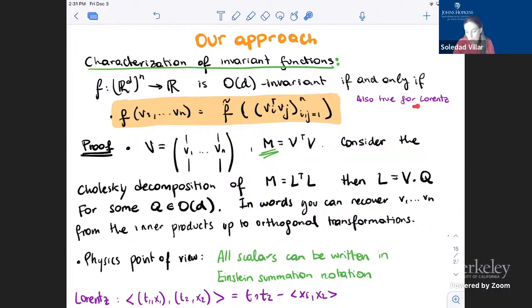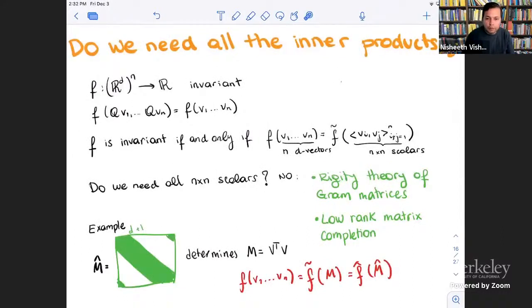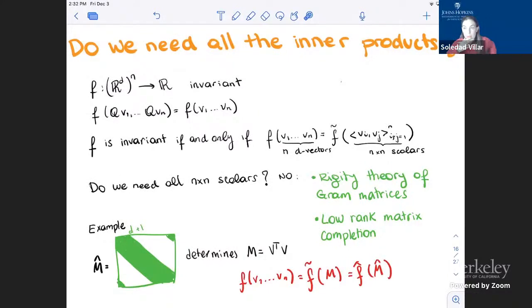The same thing holds for the Lorentz group, but instead of looking at the inner products of the input vectors, I will need to look at the Minkowski inner product, which is defined in this form. So the time component multiplies, and then minus the inner product of the space. A very similar thing will hold for SOD, but you will need to take into consideration the determinant. So it's a little bit more complicated. You will have more terms. So I guess this can be generalized to any Riemannian or pseudo-Riemannian space, depending on the group.